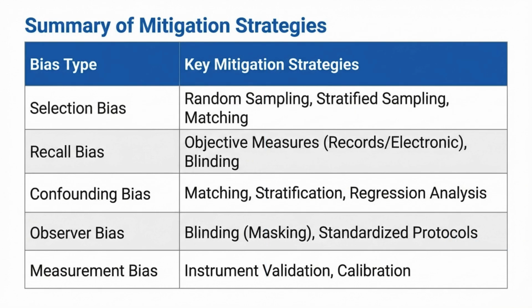Let's bring this all together. On this slide, you see a summary of the biases we've discussed. Selection bias, we counter with random sampling and stratification. Recall bias, we move to objective measures and blinding participants. Confounding, we use regression analysis and matching. Observer bias, we blind the researchers and standardize protocols. Measurement bias, we focus on instrument validation and calibration. I encourage you to keep this framework in mind. When designing a protocol, go through this list checklist style. Ask yourself, have I accounted for selection? Have I accounted for recall?